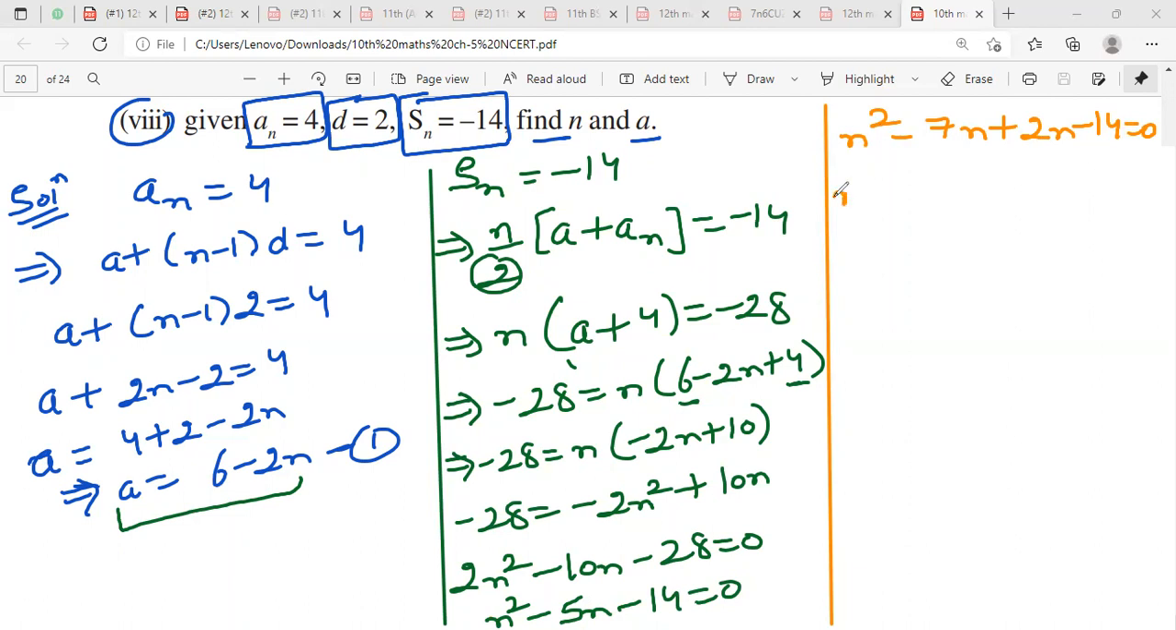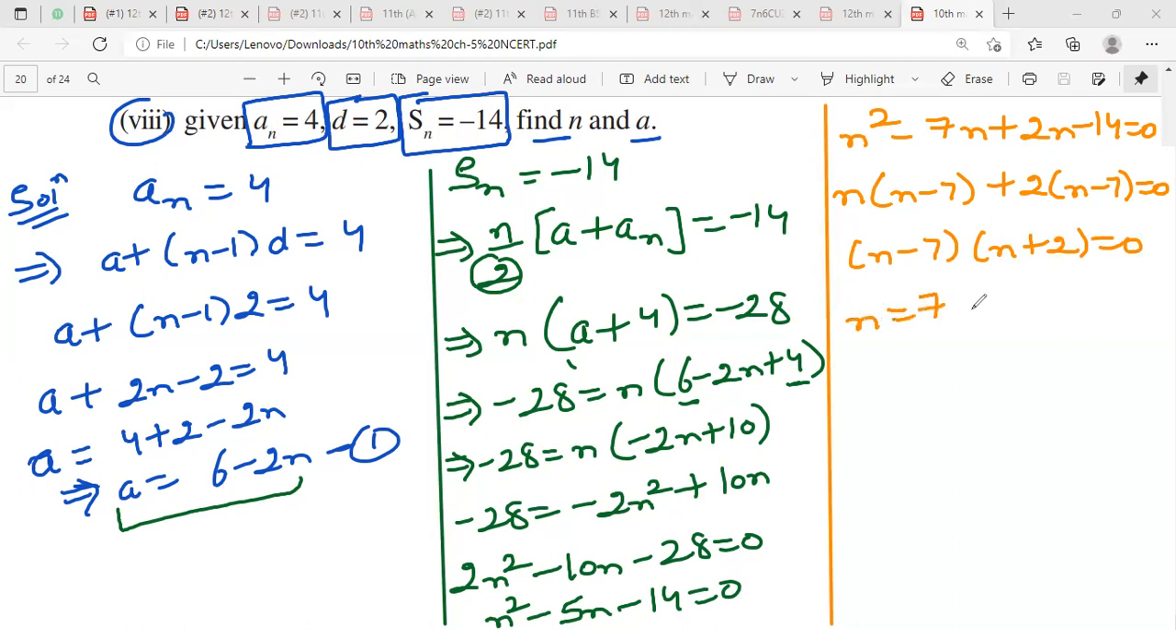From here, if I take n common from these two terms, it will be n minus 7 plus 2, n minus 7 equal to 0, right? Then n minus 7, n plus 2 equal to 0. Now if n minus 7 equal to 0, then n will be equal to 7. And if n plus 2 equal to 0, then n will be equal to minus 2. And we know that n can't be negative, so not possible. So value of n will be 7, right?